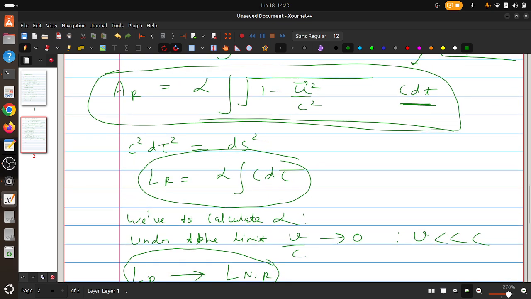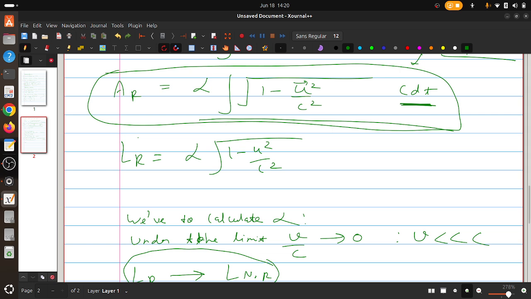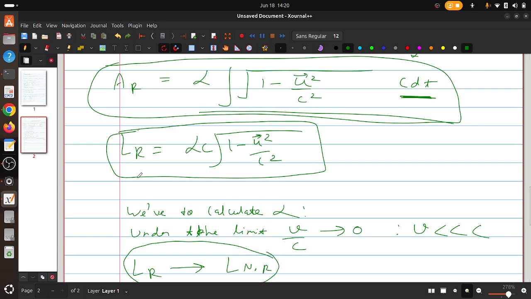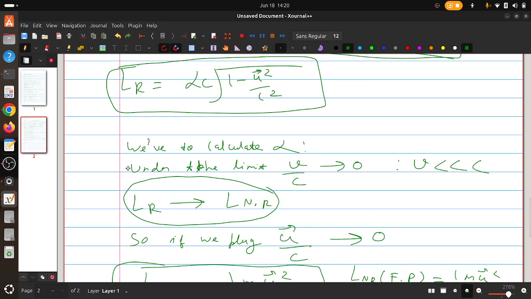So actually this equation is also wrong. Let me write here what the relativistic Lagrangian exactly is. The relativistic Lagrangian is what is inside the integral. So it is just alpha c times the square root of 1 minus u square by c square. This is my relativistic Lagrangian, which should tend to the non-relativistic case under the assumption of u by c tending to 0, right?